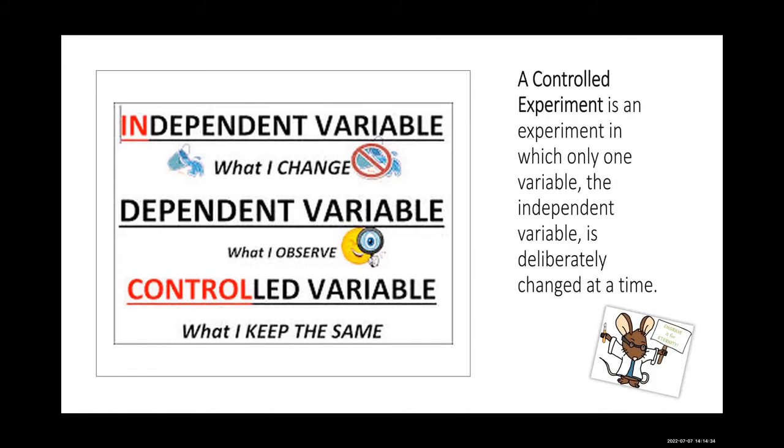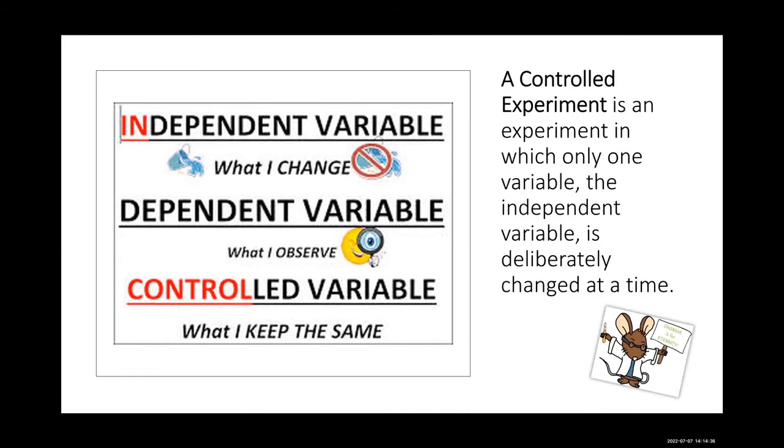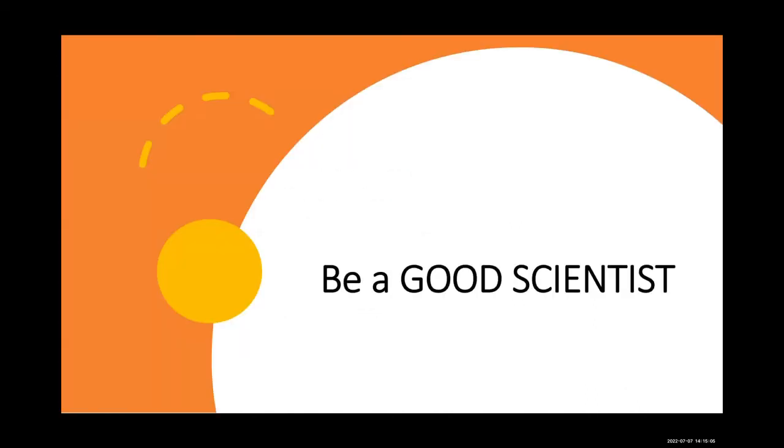A controlled experiment is an experiment in which only one variable, the independent variable, is deliberately changed at a time. And there's the little engrave it for eternity thing. This is because you're going to want to remember this independent, dependent, and controlled bit. Because if you change too many things in your experiment and then your results at the end are different, how will you know what caused the change? You won't. So a controlled experiment is when you keep everything the same except for the one thing you're going to change.